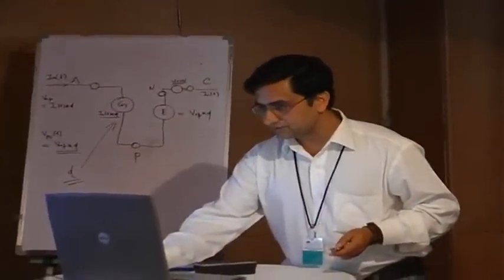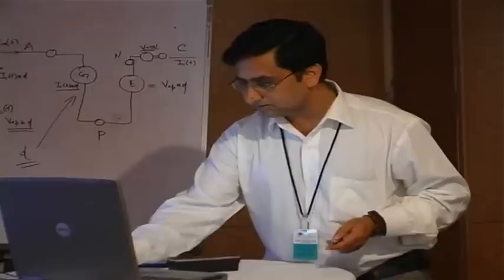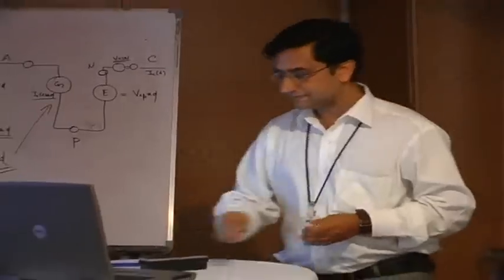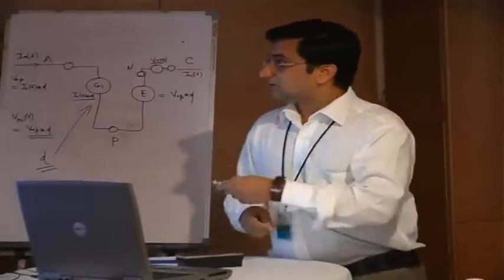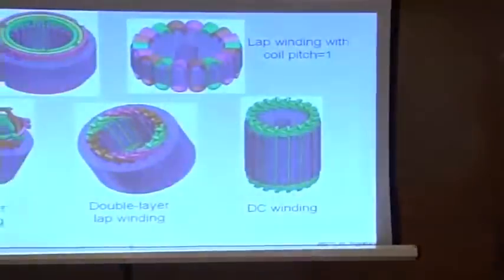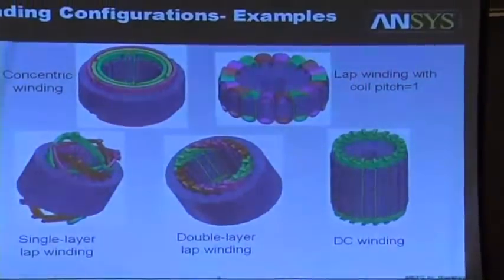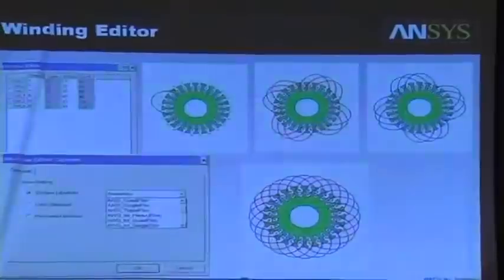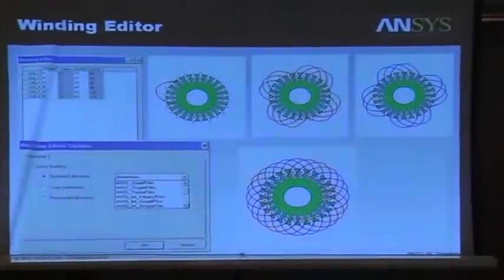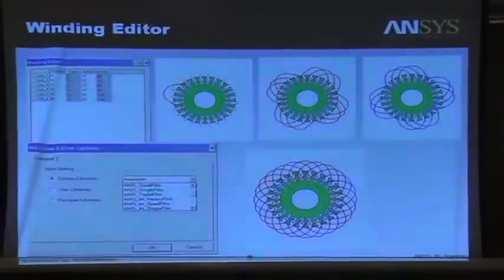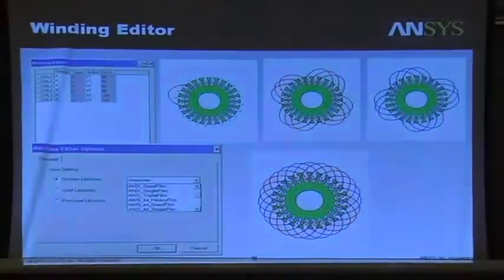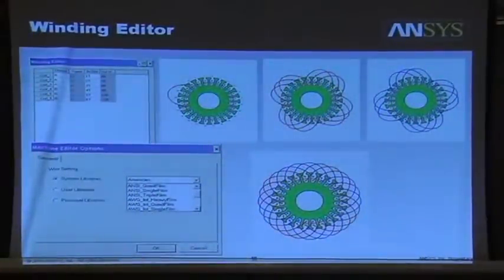This is RMxprt. This is an analytical tool which can address almost all kinds of motors. These are the topologies that will be there in the motor. All kinds of windings are possible. We have a winding editor. What I am giving here is an overview. If you want, you can stop me and we can have a discussion. But this is just a quick view of what capabilities it has.